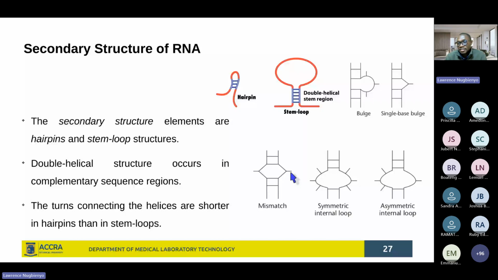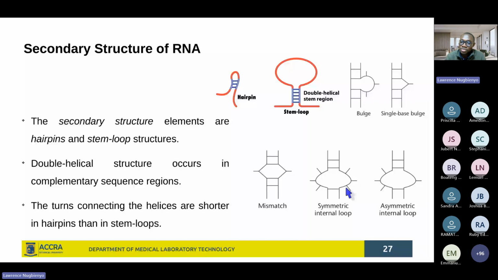Sort of also looks like a bulge, but this time around this is due to the fact that you're actually having bases there opposite each other, but they are not complementary. So they are mismatching. That's why you don't have the hydrogen bonding between them. But in the case of bulging, you don't have any base at all opposite the base that has bulged out. In both cases, the multi-base bulge and the single base bulge, you don't have any base on the opposite side. That should be binding. It's just that single base that bulges out.